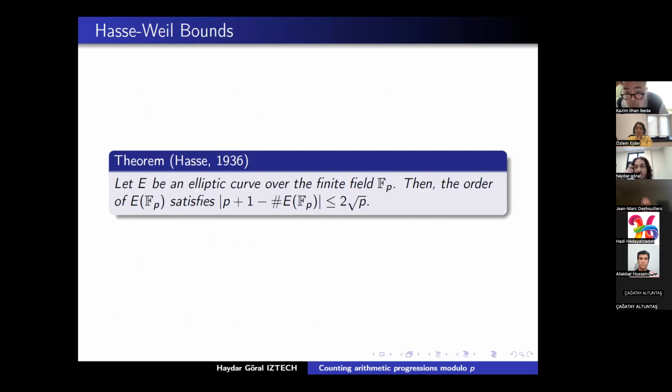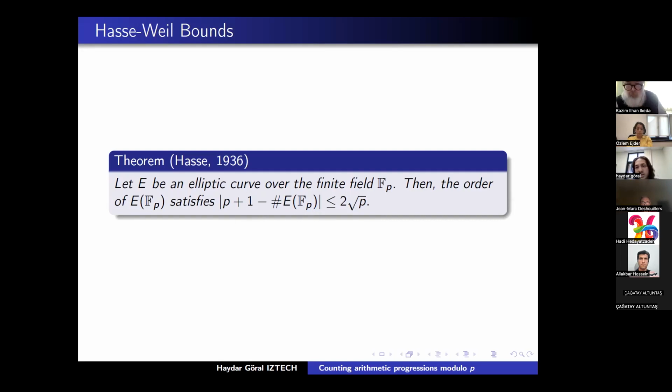But how to do this? The famous result of Hasse says that if you have an elliptic curve over a finite field, then the number of points on E is around p plus 1, and the error term is 2 times square root of p. So the difference lies between minus 2 times square root of p and 2 times square root of p.